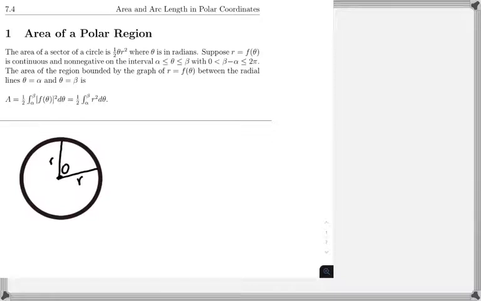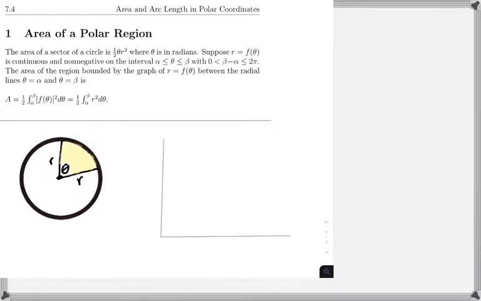And this is going to be in radians. Okay, so the area of that sector there is going to be 1/2 theta r squared, where theta is in radians. Suppose r equals f of theta is continuous and non-negative on the interval where theta is between alpha and beta, and where beta minus alpha does not exceed 2 pi, or a full 360 degrees.